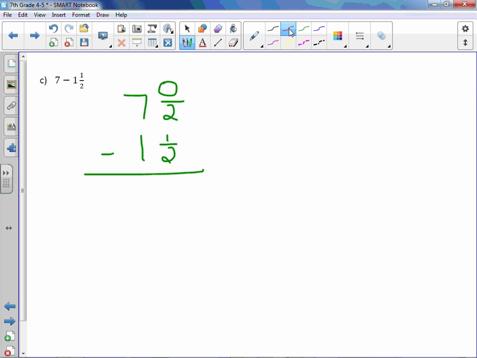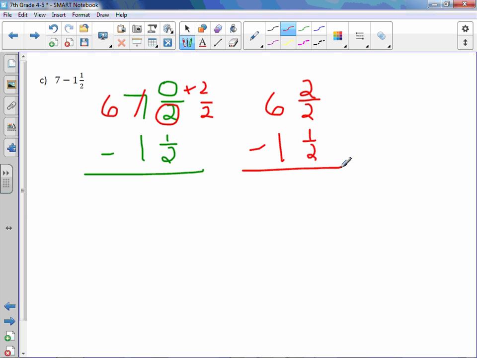If we're going to borrow, we're going to make this a 6 and then add 2 to the numerator. So it would be 6 and 2 over 2 minus 1 and 1 over 2. 2 over 2 minus 1 over 2 is 1 over 2, and 6 minus 1 is 5. So 5 1/2.